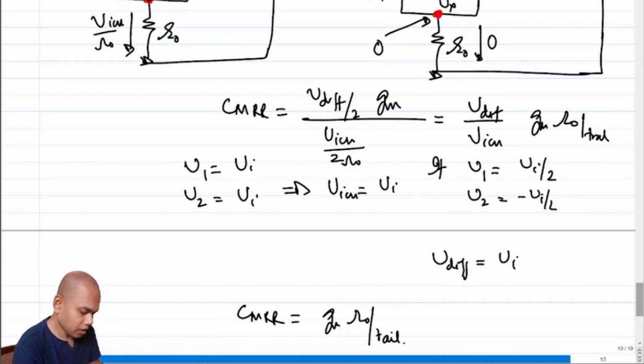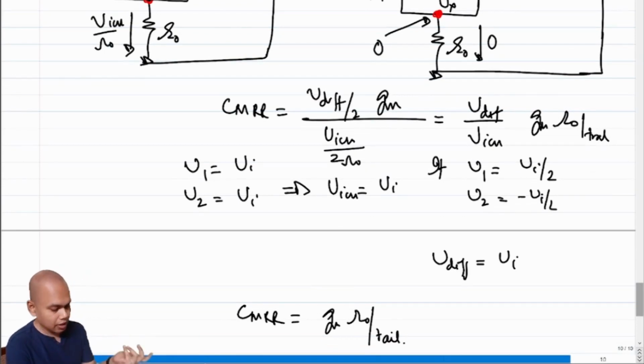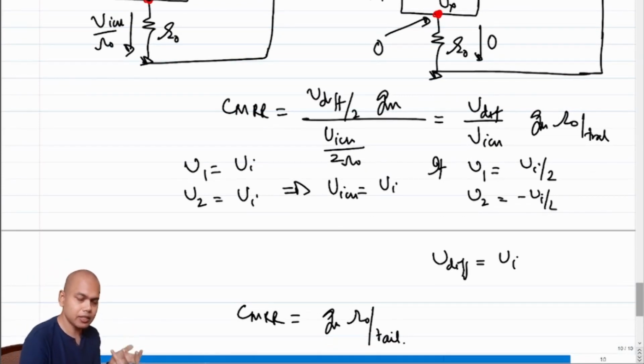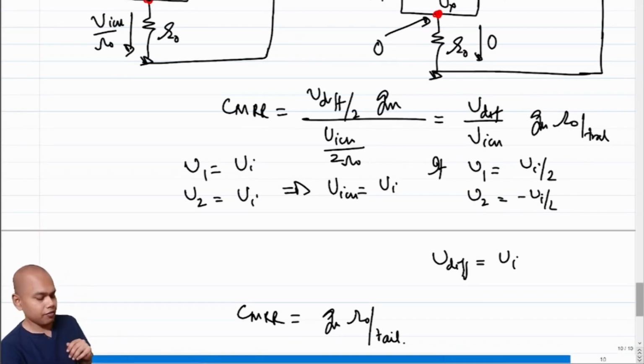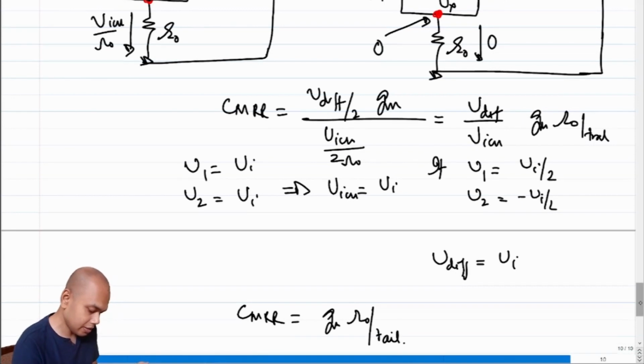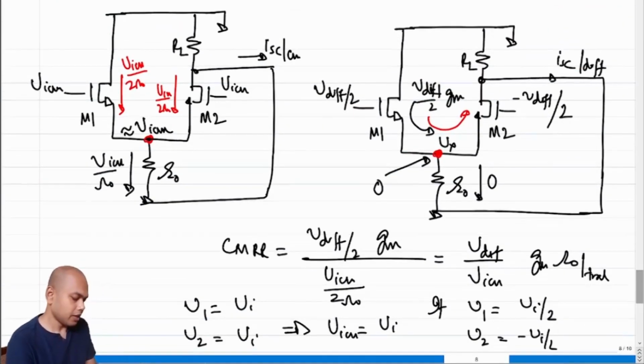Okay. And since the tail transistor has an effectively infinite impedance, if we replace the tail transistor with a constant current source, an ideal current source, then we get infinite gain, right? Infinite CMRR rather, not gain. Okay, fine.